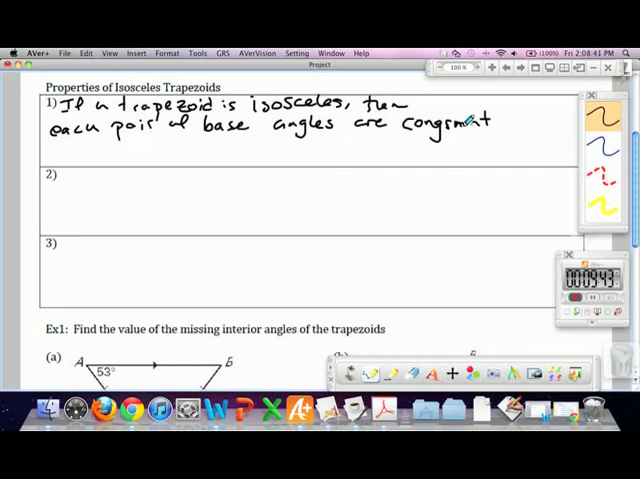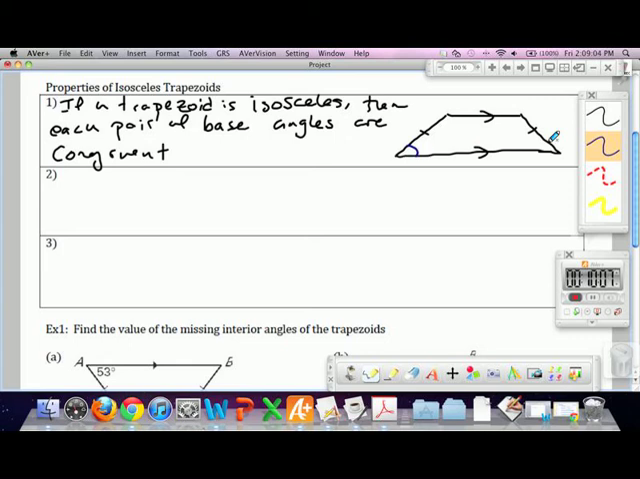So if I have an isosceles trapezoid, then each pair of base angles are congruent. Or the angles formed by the same base are congruent. So that would be a congruent pair, and those two must be congruent.